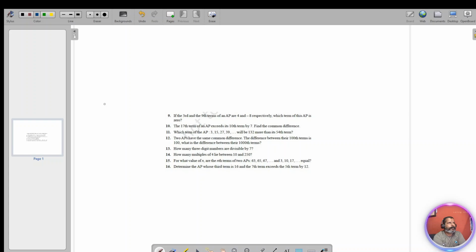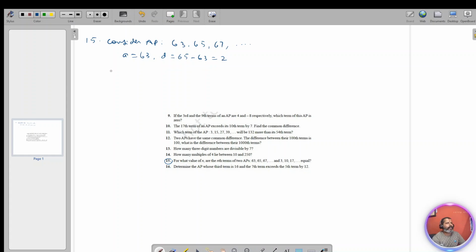For what value of N the APs are equal? It's a very important question. Mark this as important. For what value of N the APs are equal? That means just check out. So first consider the first AP: 63, 65, 67, and so on. Here A is 63, D is 65 minus 63, that is 2. N we don't know, we calculate N here itself.